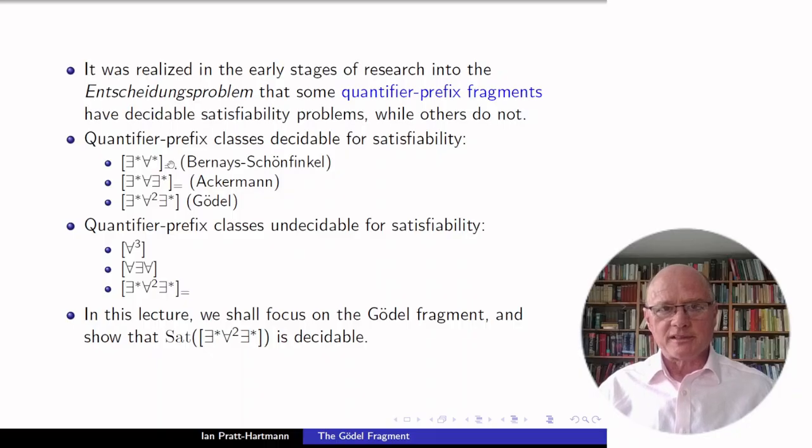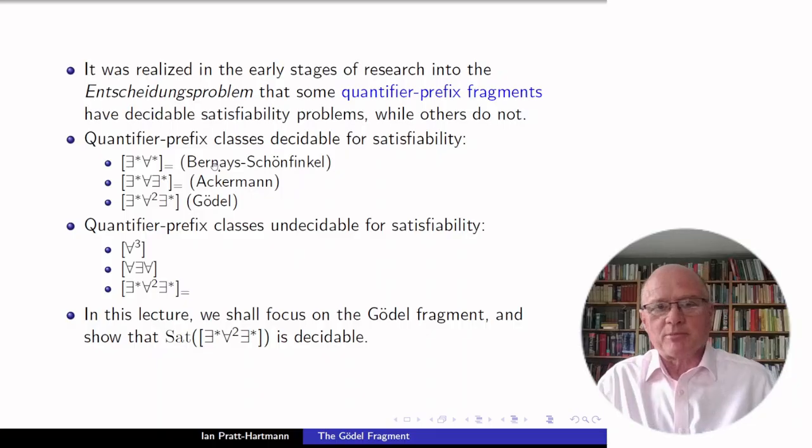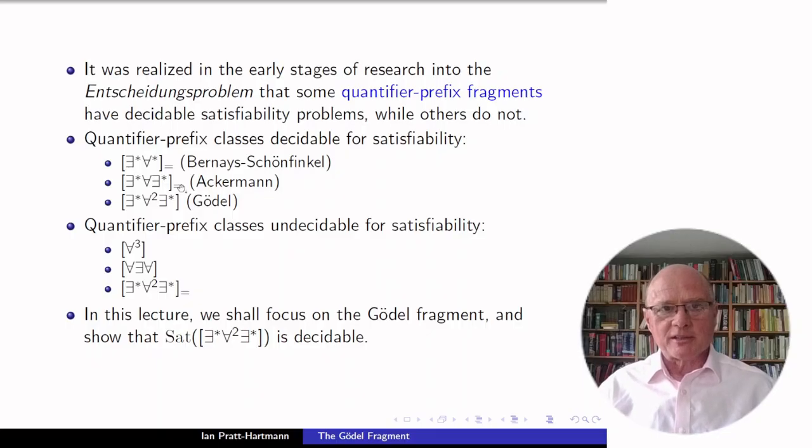And we allow equality. So it's very easy to see that the satisfiability problem for formulas in that class is decidable. The same goes for the Ackermann class. It's a little bit harder to see. So we have any number of existential quantifiers, a single universal quantifier, and then any number of existential quantifiers, and we allow equality. And again, the satisfiability problem for formulas in this class is decidable.